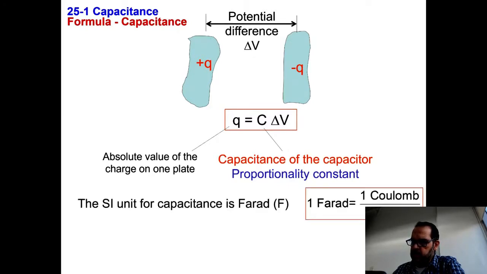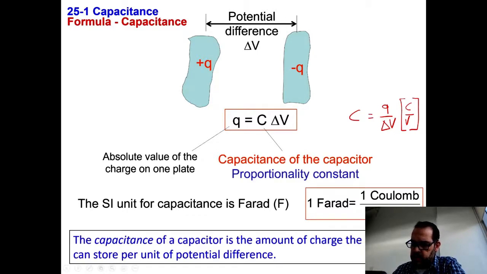Okay, so the units of capacitance are farad, and if you can see, capacitance is Q divided by delta V. The units for Q is a charge, coulomb, and the unit of delta V is volt. So farad is 1 coulomb per volt. Okay, and so the capacitance of a capacitor is the amount of charge that the capacitor can store per unit potential difference. So C is equal to Q divided by delta V. So the amount of charge that it can store per voltage difference established across its plates.